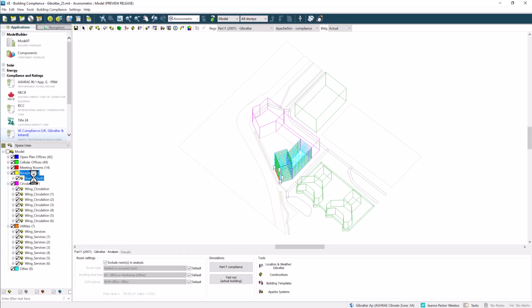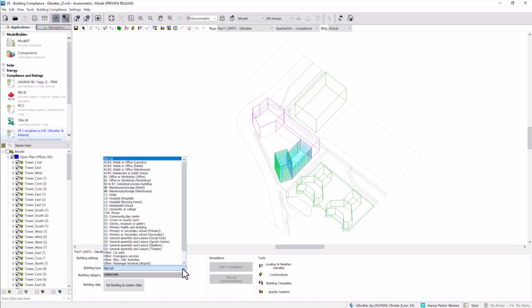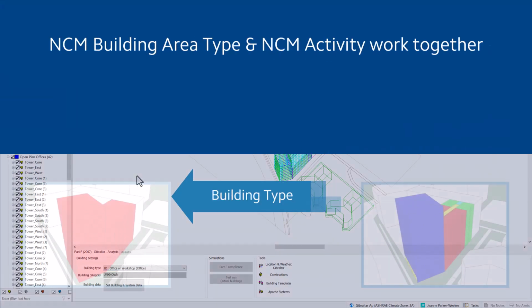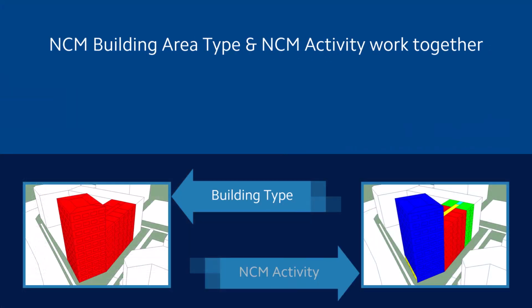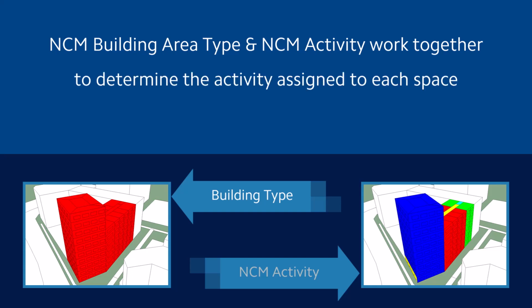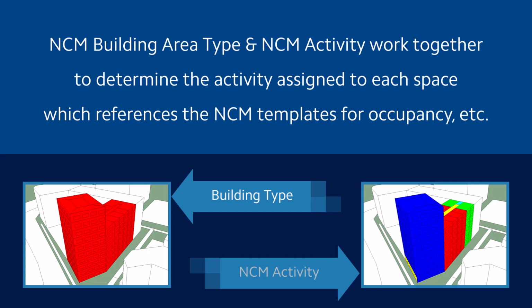If we select a single space in the model, we can use the room settings instead. For example, if a building has multiple uses, we can edit this at room level, or note if a room is not to be included in the analysis. The NCM building area type and NCM activity work together to determine the activity assigned to each room or space, which then references the NCM templates to determine the occupancy and plant operation.